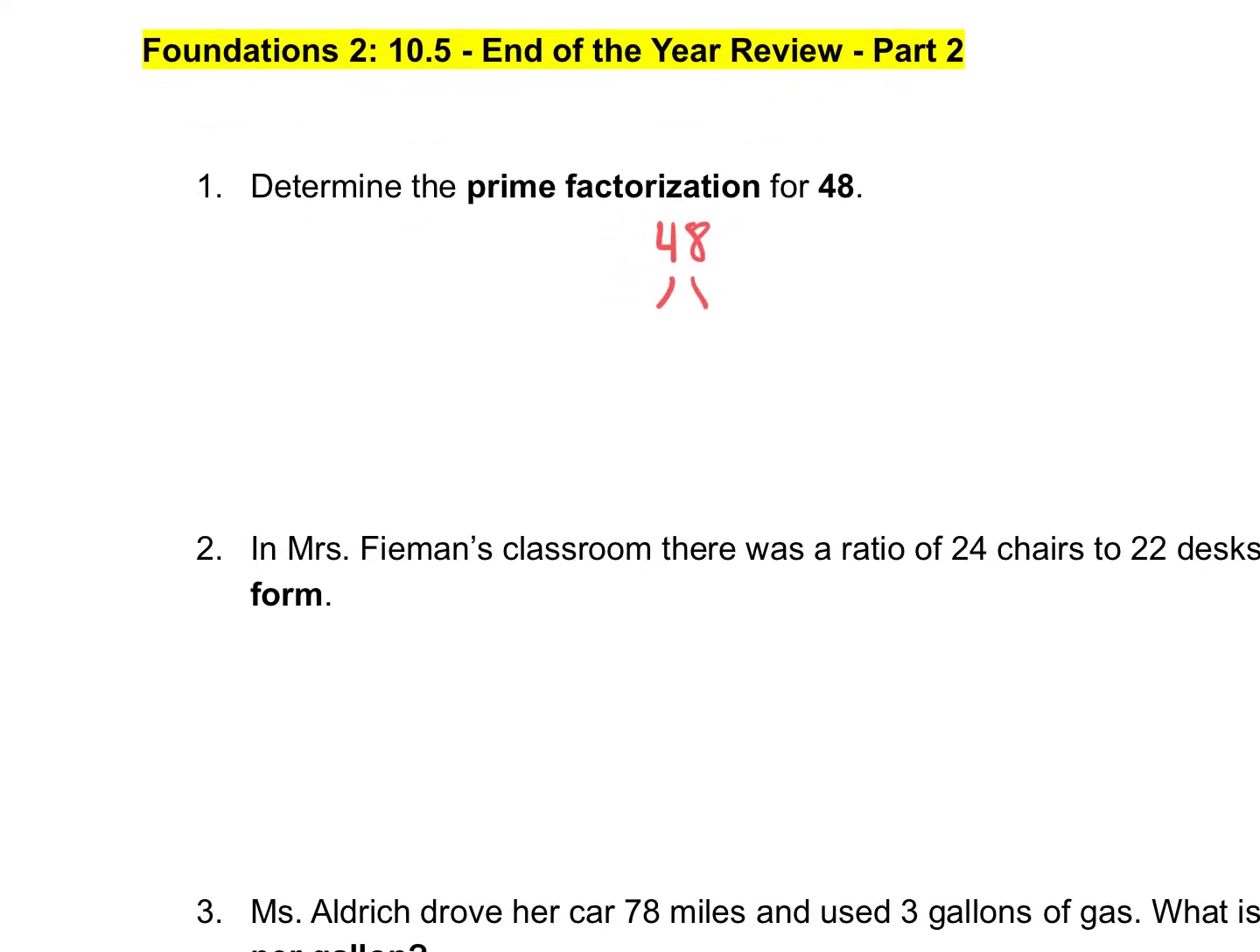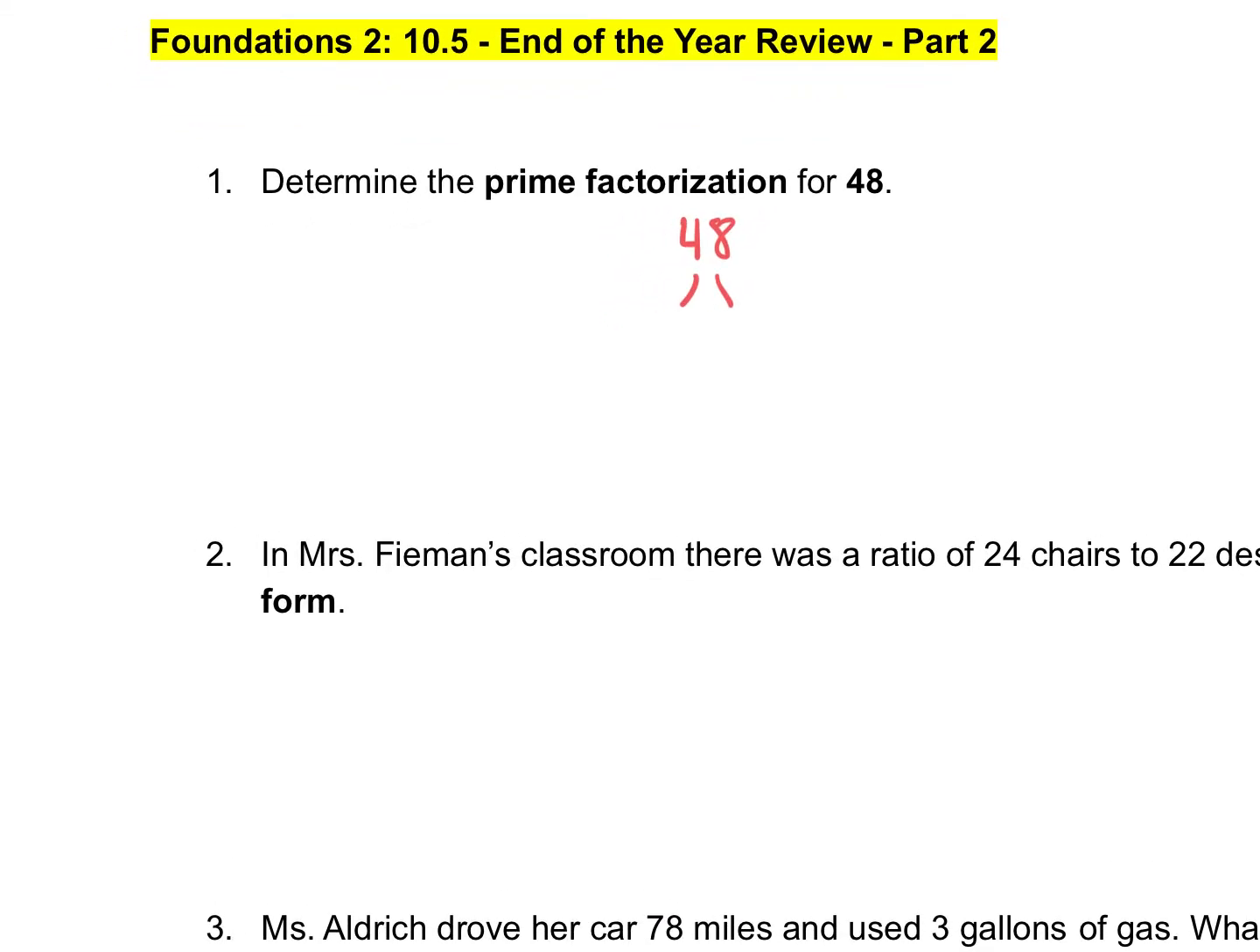When thinking of your prime factorization here, think how you can break down 48. I started with 2 times 24, but you could have started in a different way. Then I'm going to break down 24 into 2 times 12. Remember, we circle our prime numbers. I can then break 12 down into 2 times 6. And then I can break 6 down into 2 times 3.